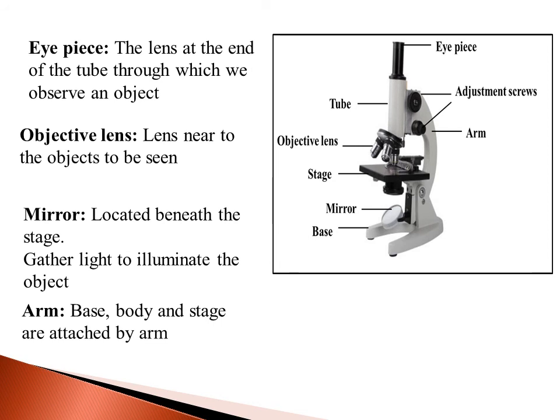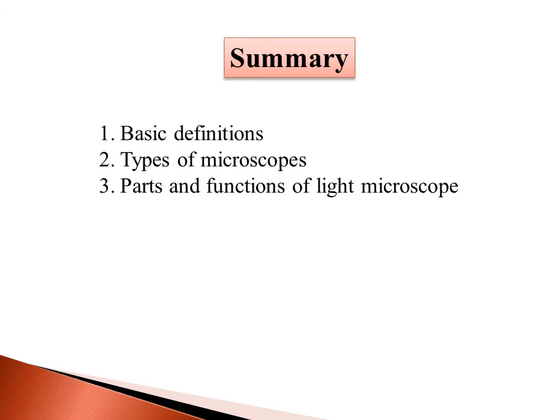Eyepiece is a lens at the end of a tube through which we observe an object, while objective lens is located near the object to be seen. Mirror is located beneath the stage and it helps to gather light to illuminate the object under study. Arm provides support to base, body and stage of our microscope. Microscope helps us to study different types of cells, their shapes and inner structures.